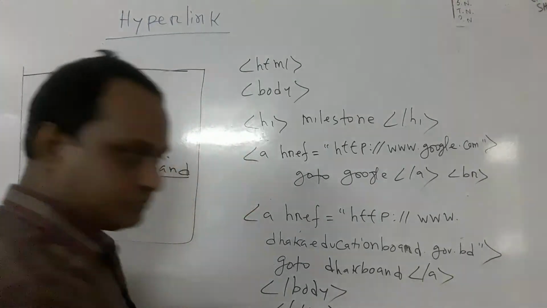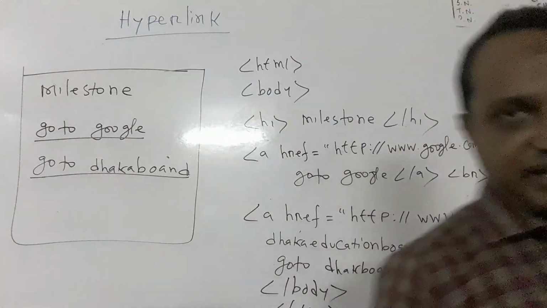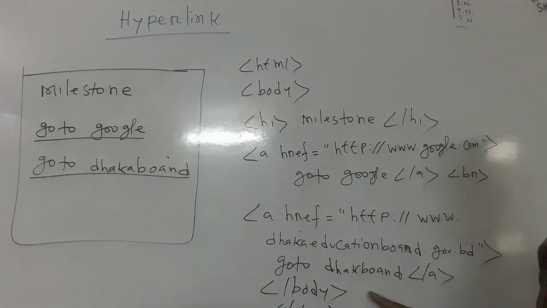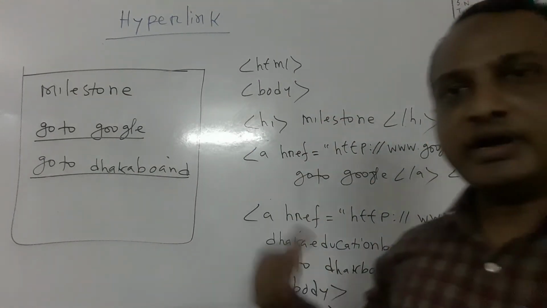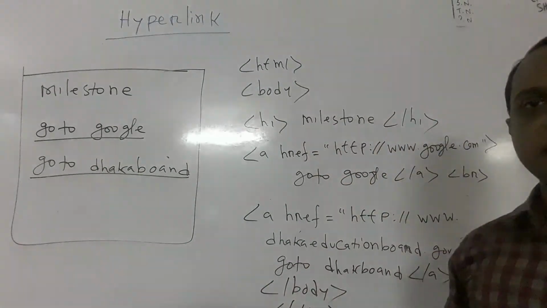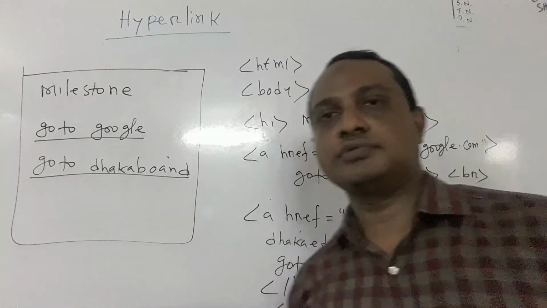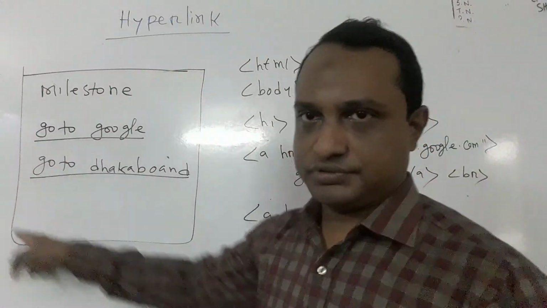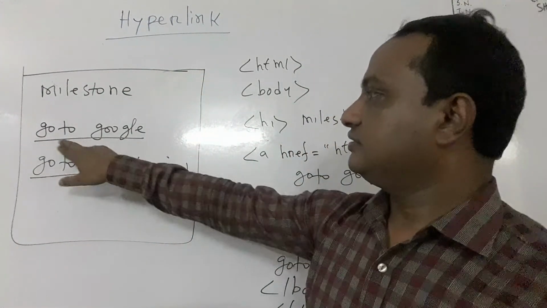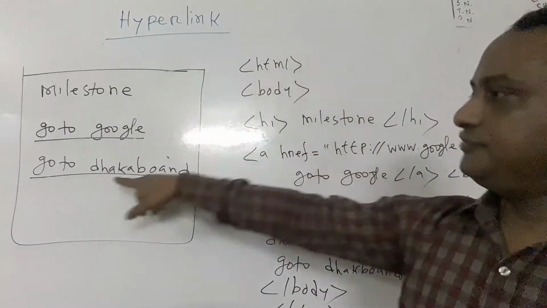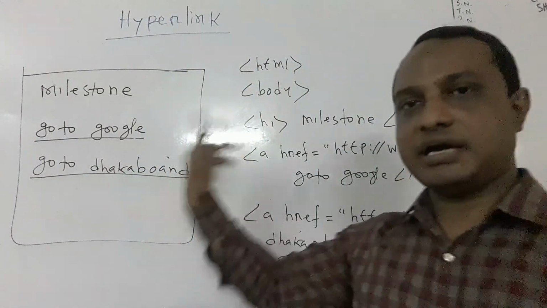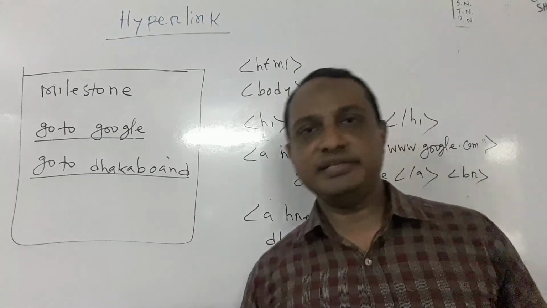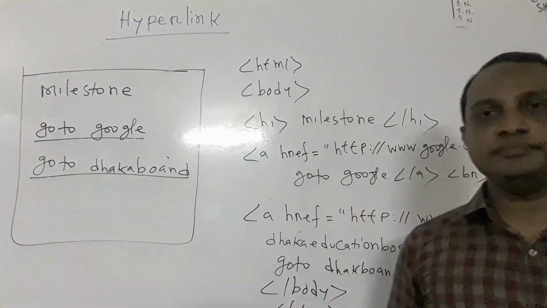This is the external hyperlink. If you write it in Notepad and then run it using any browser, Opera, Mozilla Firefox, Google Chrome, any browser, you will get this output. And if you click here, you will go to Google, and if you click here, you will go to Dhaka Board's website. This is our external hyperlink. I think you can understand it properly.